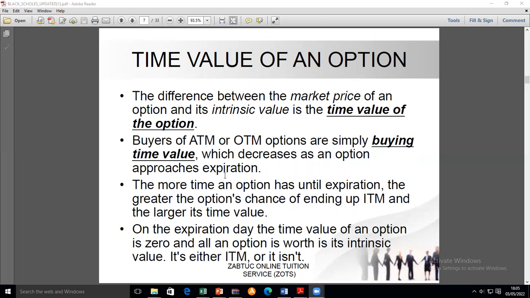Some of you may say, no, Mr. Peter, you picked nothing there. Just wait a minute. The more time an option has until expiration, the greater the option's chance of ending up in the money and the larger the time value. On the expiration day, the time value of an option is 0, and all an option is worth is its intrinsic value. It's either in the money or it isn't.